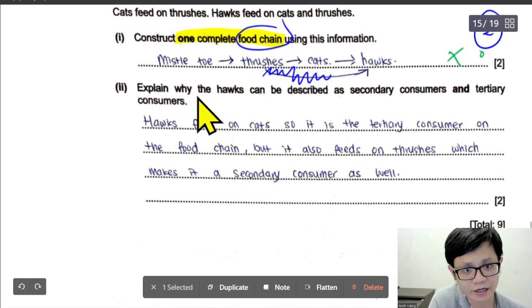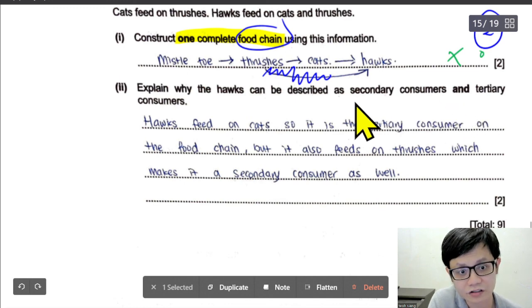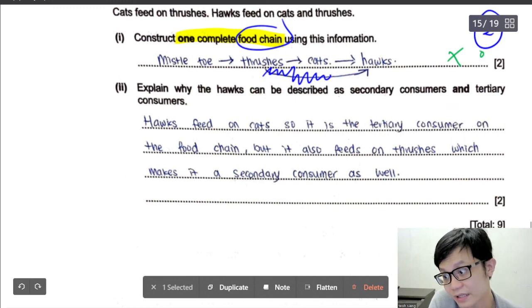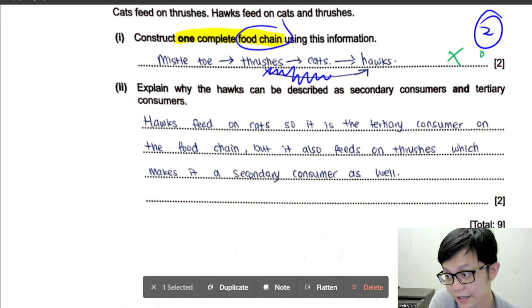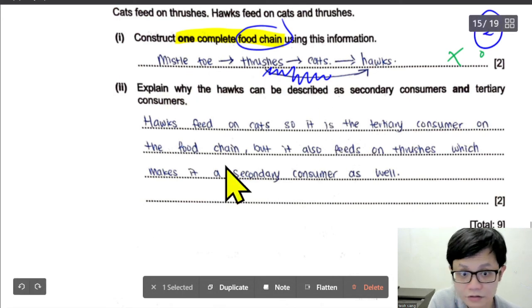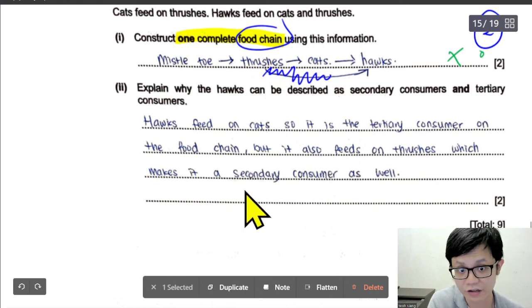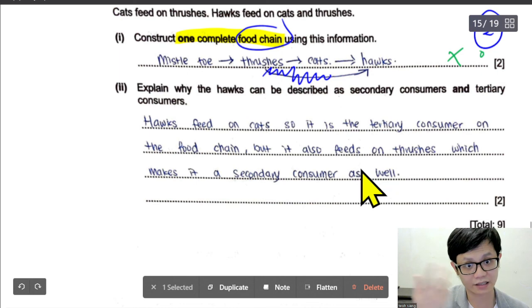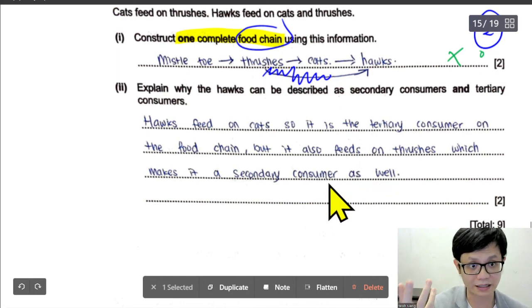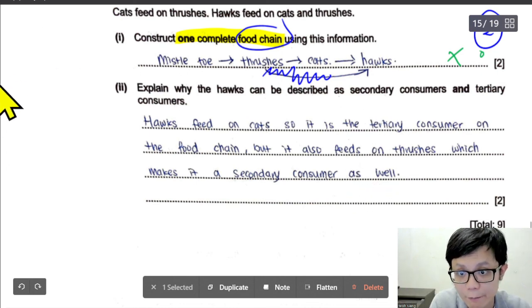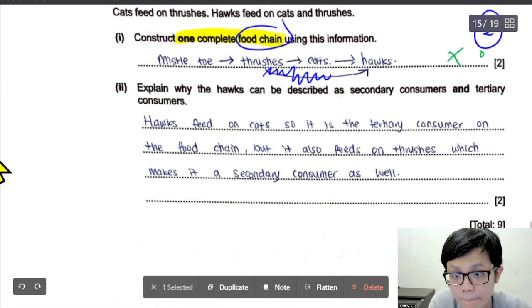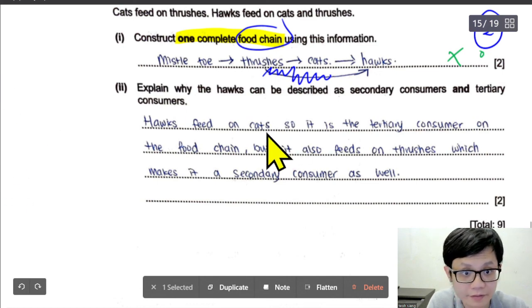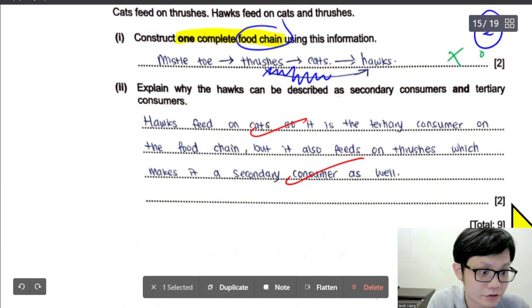Okay. Explain why the hawk can be described as a secondary consumer and tertiary consumer. So basically you just explain hawk feeds on cat, so it's the tertiary consumer. Hawk also feeds on thrushes, which means it's the secondary consumer. Correct, okay? Because you eat the first one, you also eat the fourth one. So this is why you get correct. So you get 2 points.